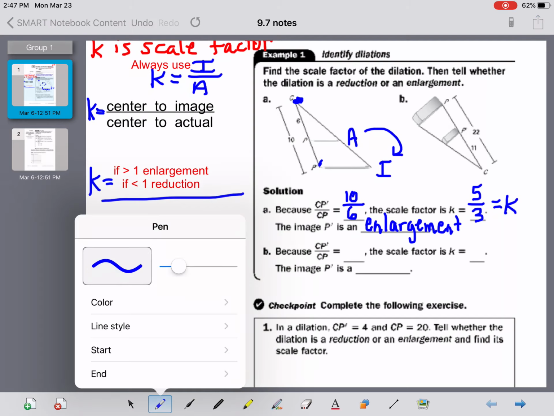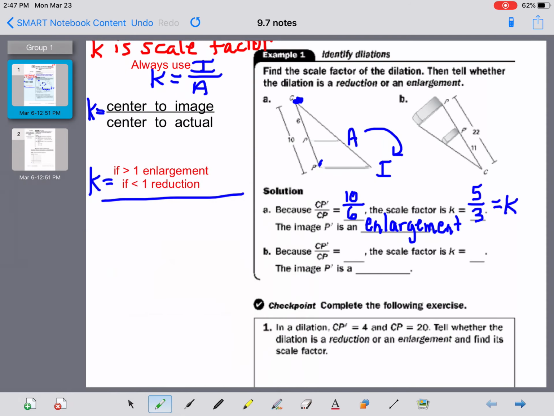Let's move on to example B. In example B, I have two erasers. And once again, I need to use my context clues. Down here at the bottom is my center of dilation. It looks like I come across P prime to start with, and then P at the final. So it looks like the small one this time is my image, and the larger one up here is my actual. Once again, I don't have a length on the figures themselves, but I do have a length from the center of dilation. So from my center of dilation to my image has a length of 11. From my center of dilation to my actual has a length of 22.